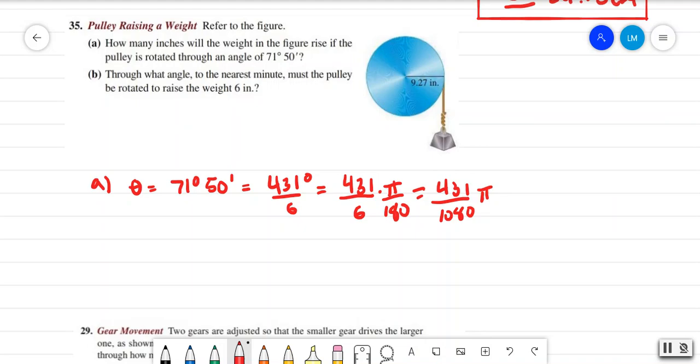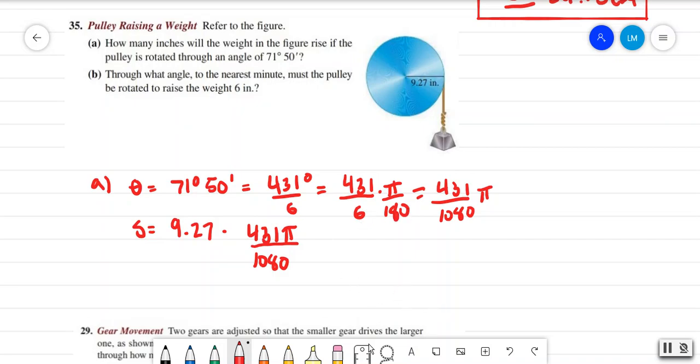So what we want to do next is, we now know the measure of the radius, well, we already did, so 9.27 inches. Now that's going to be multiplied by 431 pi divided by 1080. Now, you can probably try to preserve the symbol pi, but let's go ahead and just round this to the nearest tenth.